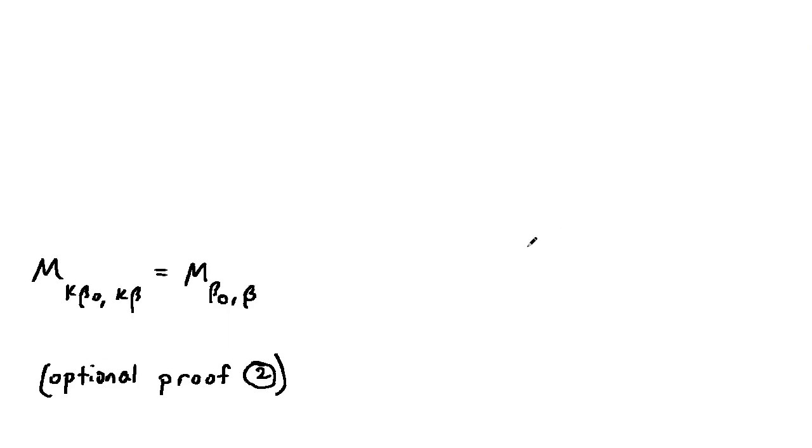It turns out that the margin m sub beta naught beta doesn't change if we multiply beta naught and beta by some positive value k. That is, m sub k beta naught k beta is the same as m sub beta naught beta. To see the proof of this, see the optional video or document titled Proof 2.